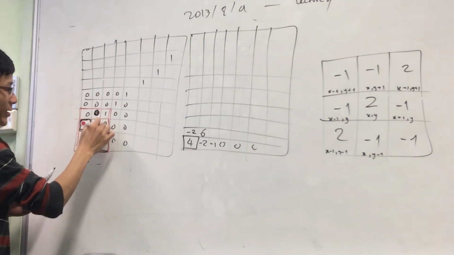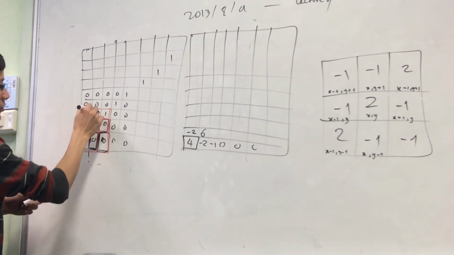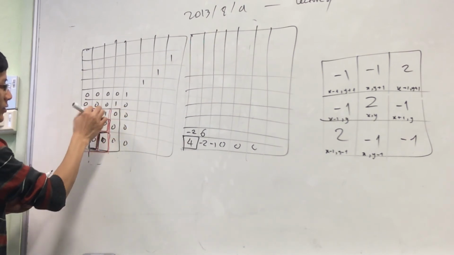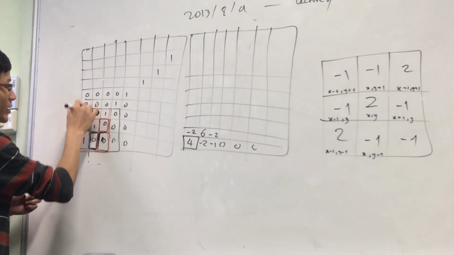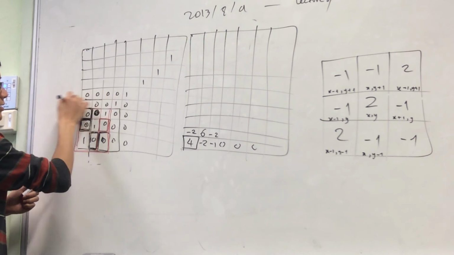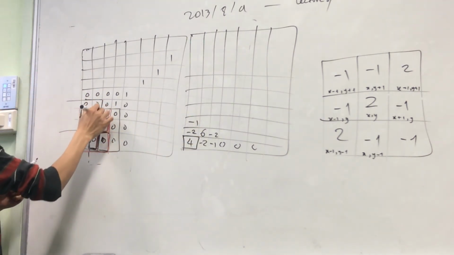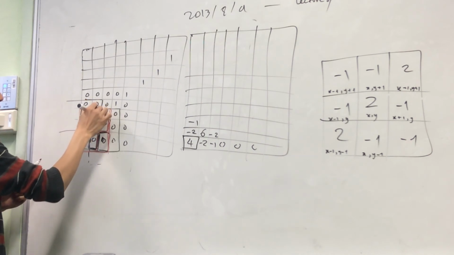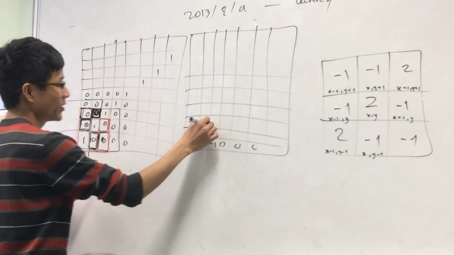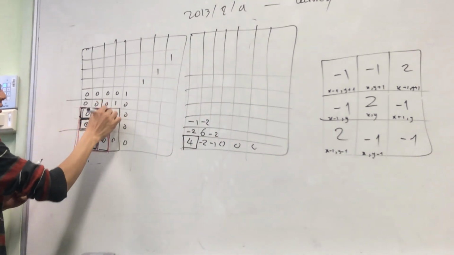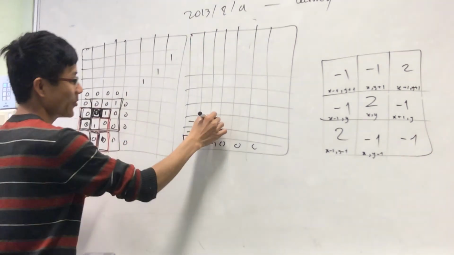And how about this one? This one will be -2. And if you keep going with this one, we only have -1. And if you do this one, we only have minus 2, -1, -2. And how about this one? For this one, it will be 6. Wow, you see that?